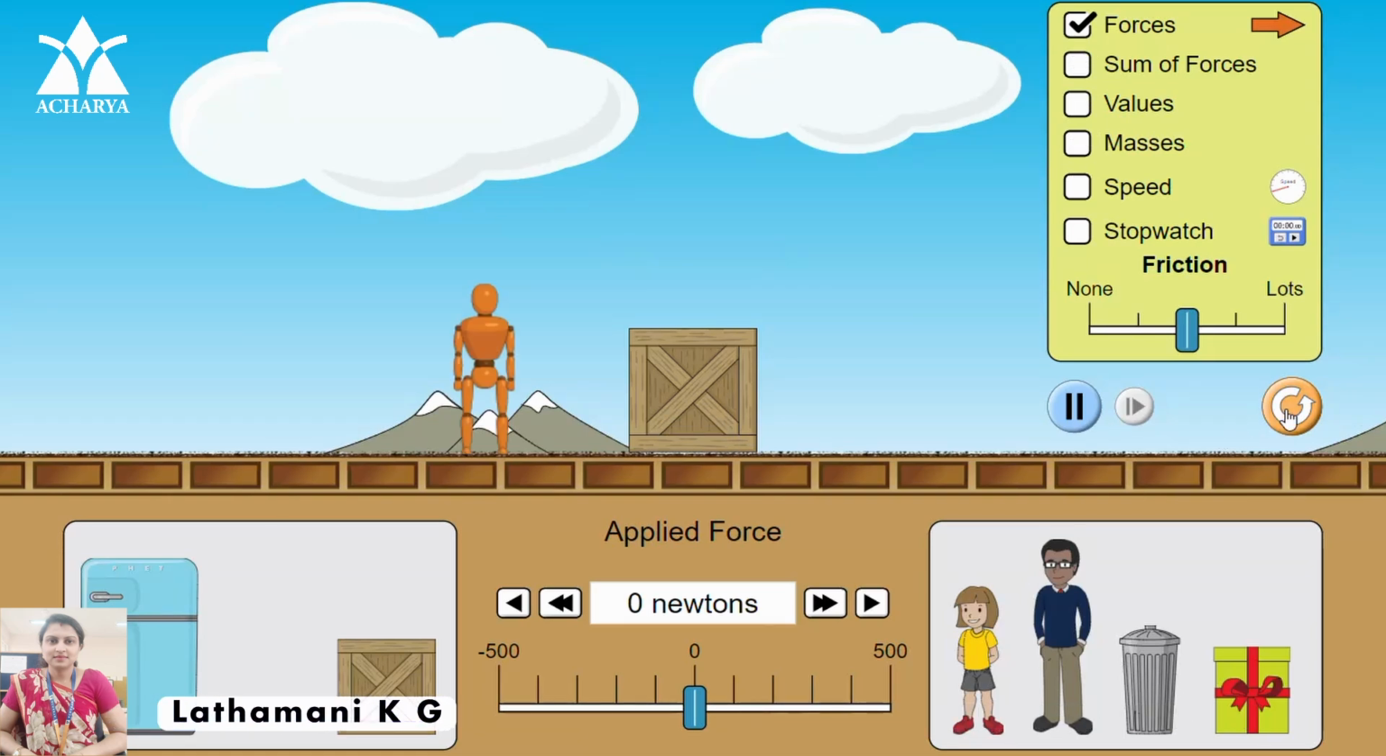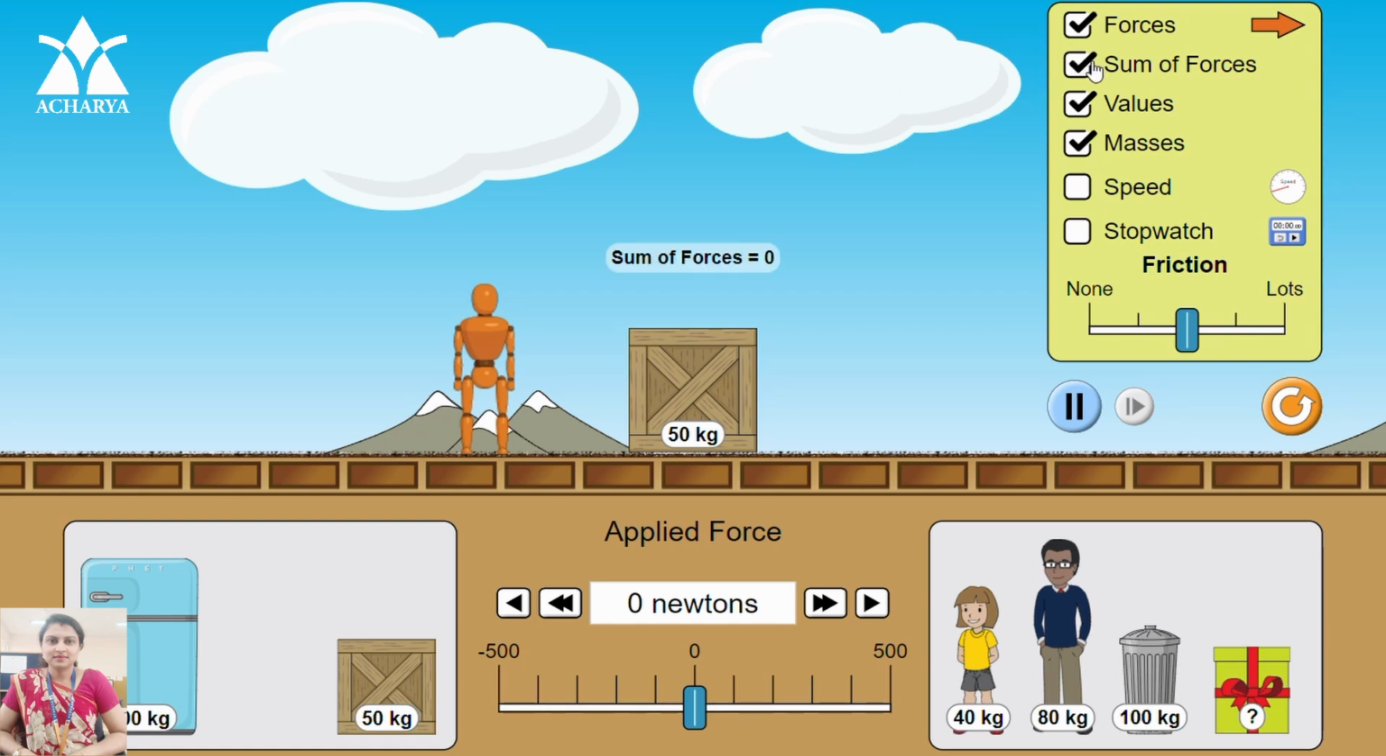Hi everyone. Today in this class we'll learn about friction. What are the sample learning goals? First point, identify when forces are balanced versus unbalanced. Second point, determine the sum of forces on an object with more than one force on it.